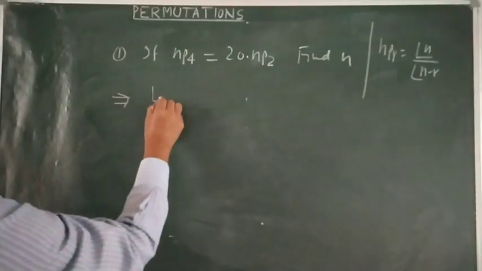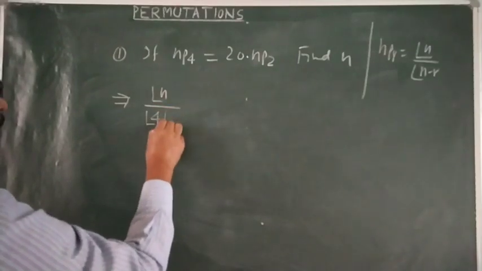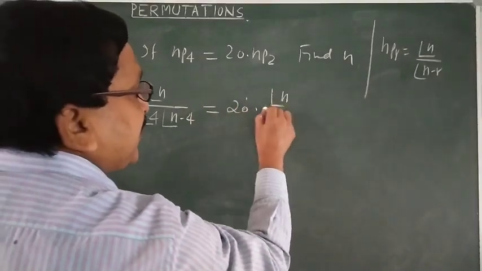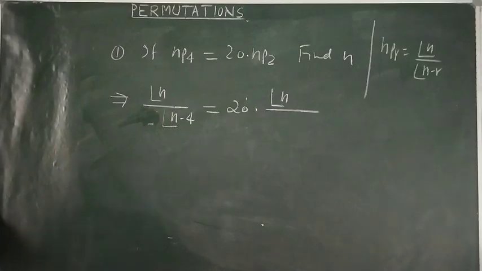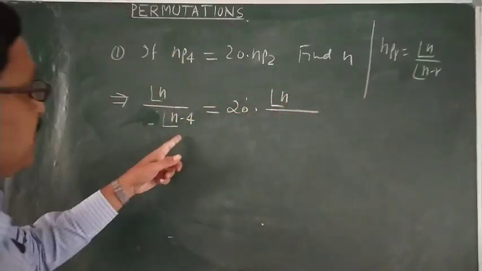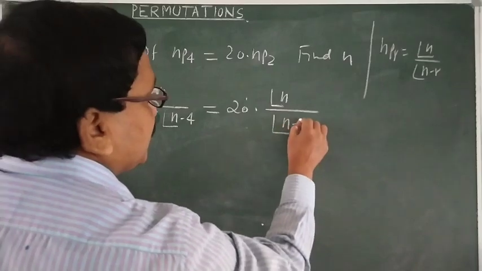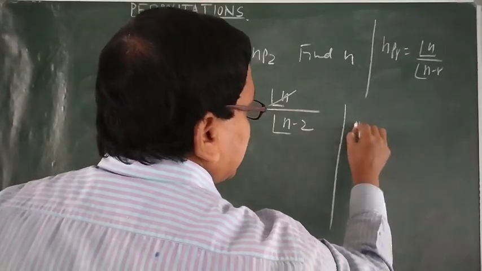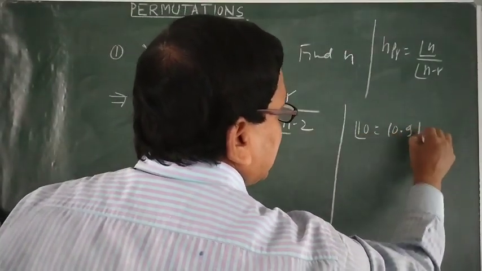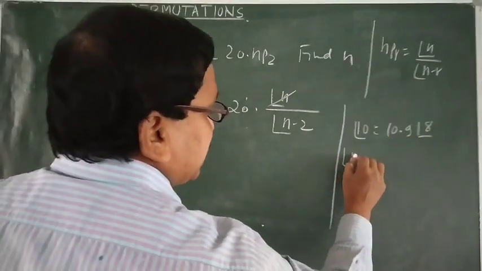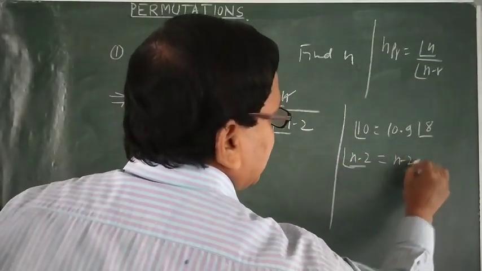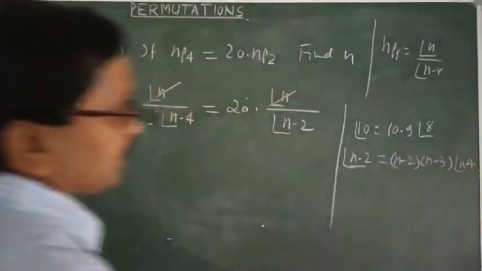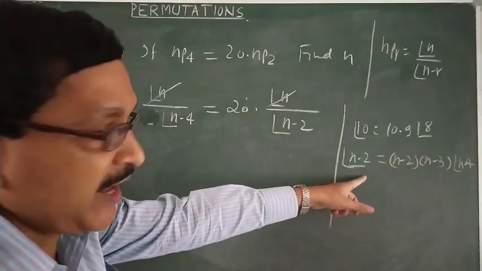So we get factorial n upon factorial n minus 4, this is equal to 20 times nP2. Now nP2 is factorial n upon factorial n minus 2. Now factorial n is cancelled with factorial n. And as for example, factorial 10 is 10 into 9 into factorial 8. Likewise, factorial n minus 2 is equal to n minus 2, after that n minus 3, then factorial n minus 4. So we can break this like this.